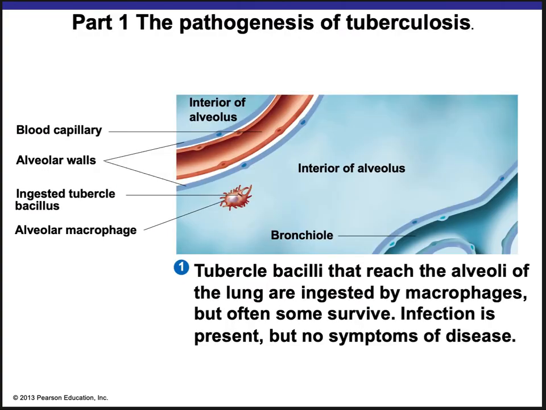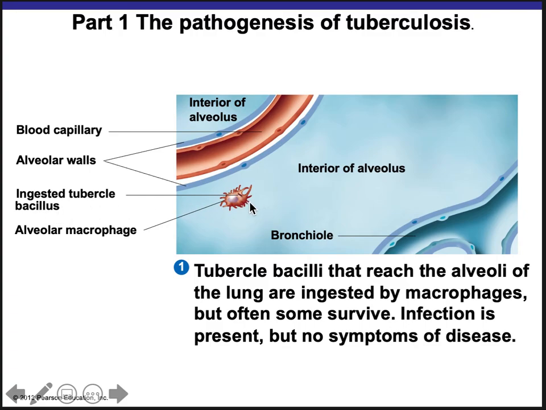Pathogenesis. So step by step, let's look at the progression of the infection and symptoms. In the alveoli, right here is the blood capillary that wraps around the alveoli, and here is the inside of the alveoli. And here is your alveolar macrophage, which is always scanning the alveoli for anything that happens to get there and removing it. But what we'll see is that it started to do that, and it ingested a tubercle bacillus.